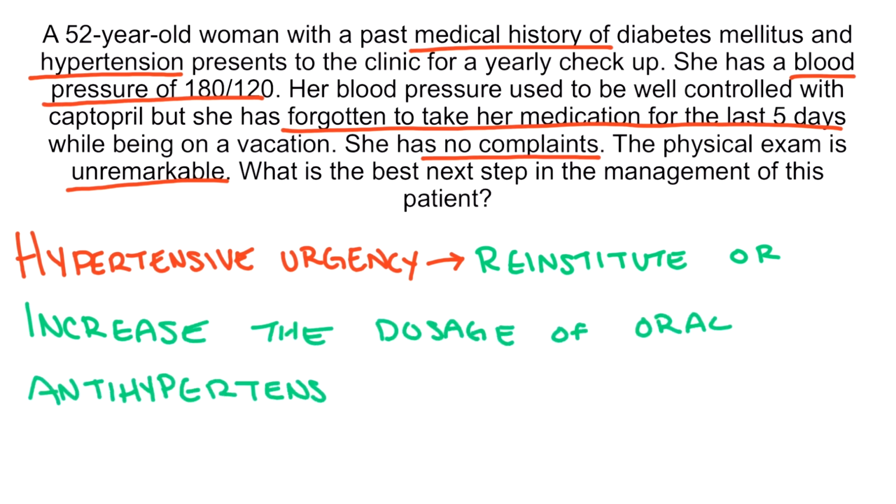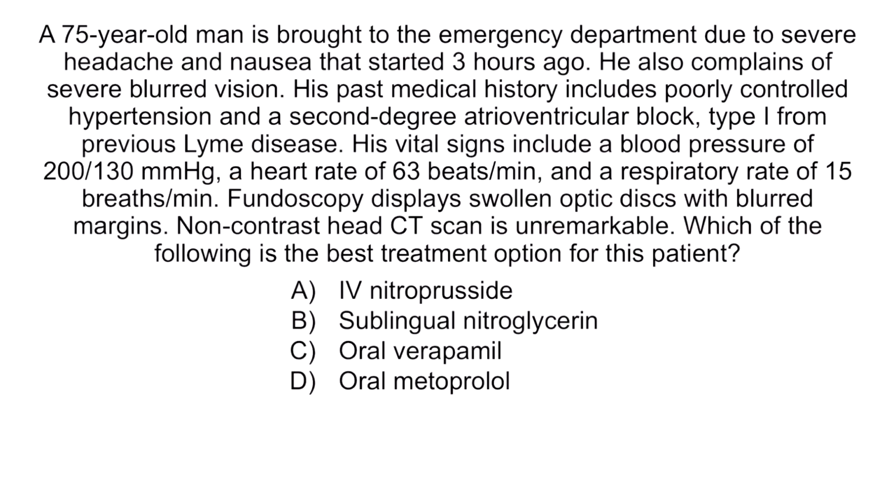A 75-year-old man is brought to the emergency department due to severe headache and nausea that started 3 hours ago. He also complains of severe blurred vision. His past medical history includes poorly controlled hypertension and second-degree atrioventricular block, type 1 from previous Lyme disease. His vital signs include a blood pressure of 200/130, heart rate of 63, and respiratory rate of 15. Fundoscopy displays swollen optic discs with blurred margins. Non-contrast head CT scan is unremarkable.